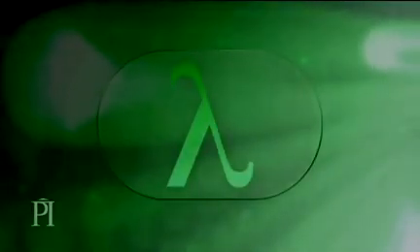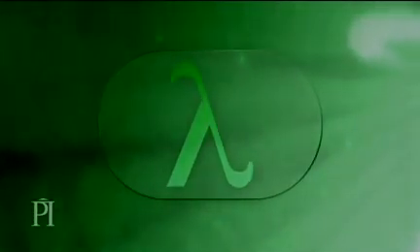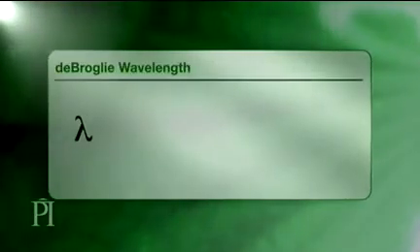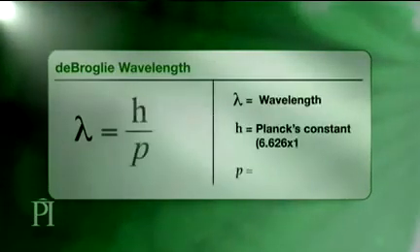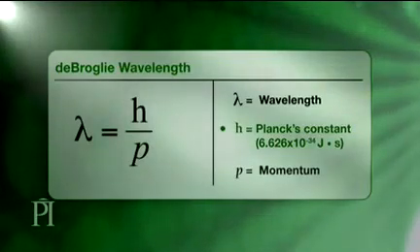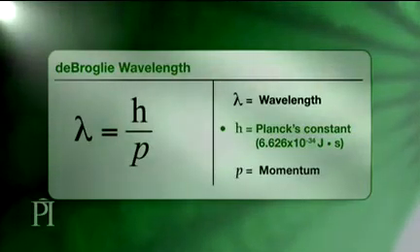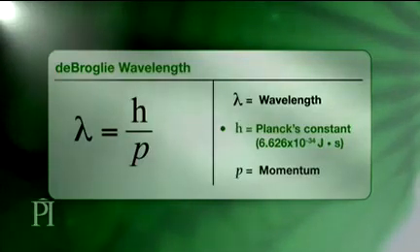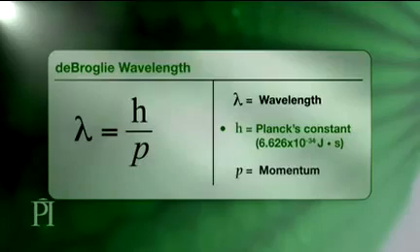Since it behaves like a wave, an electron has a wavelength. This wavelength is called the de Broglie wavelength. It's related to the electron's momentum by this equation. The symbol h is a universal constant with an incredibly small value. It's called Planck's constant, after German physicist Max Planck, who discovered it in 1900.